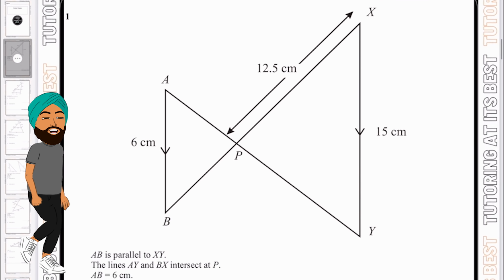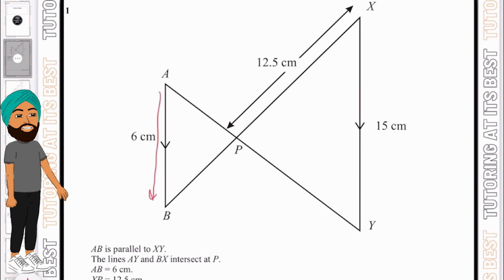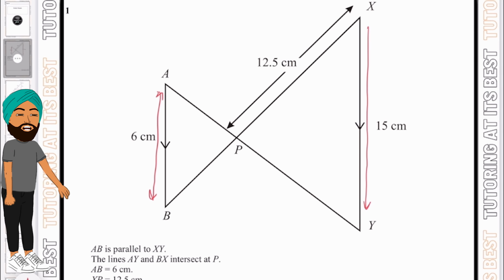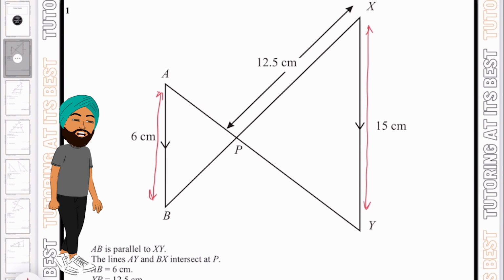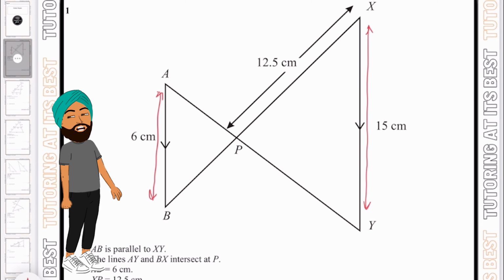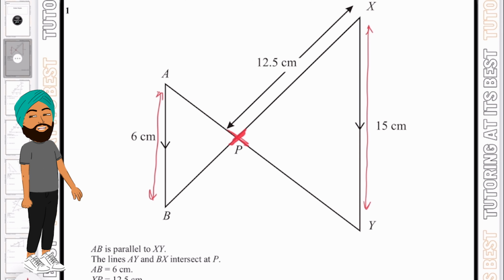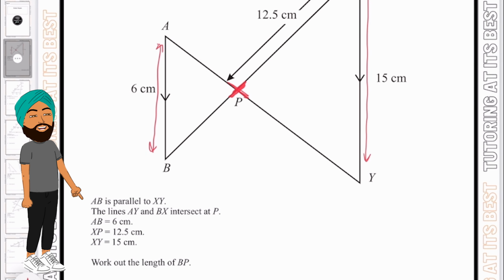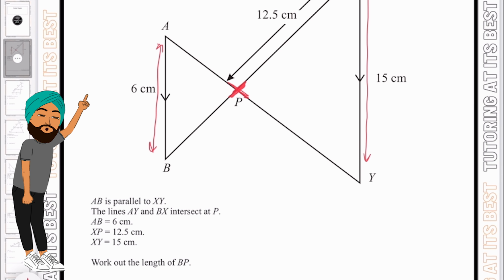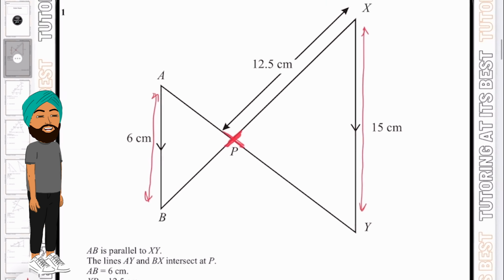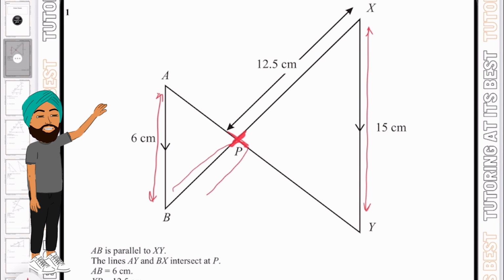Question number 1. AB is parallel to XY, and the lines AY and BX intersect. As you can see, they intersect here. They've given us certain measurements. AB is 6 centimeters, XB is 12.5 centimeters, and XY is 15 centimeters. Work out the length of B to P. So that is this length here that we need to calculate.